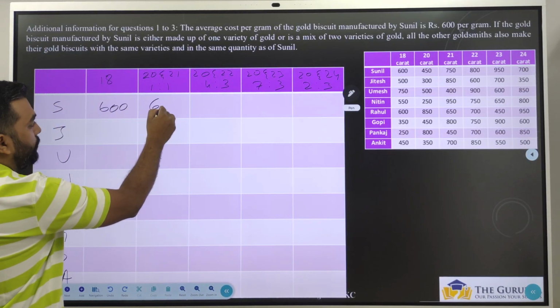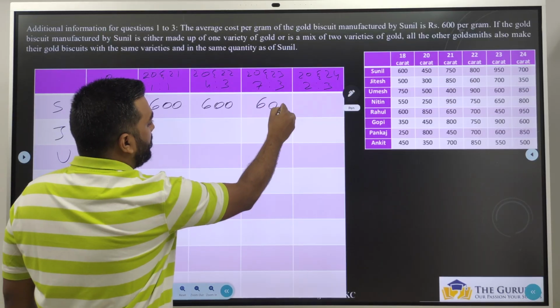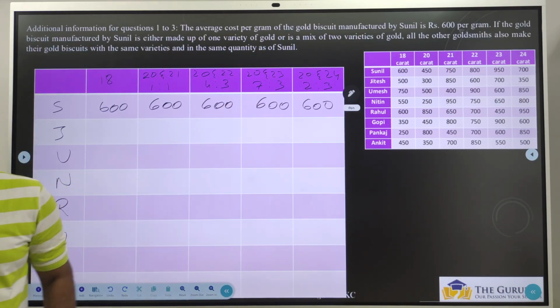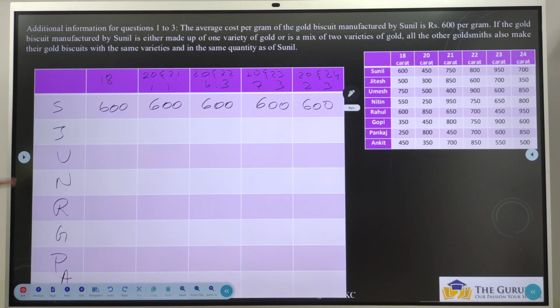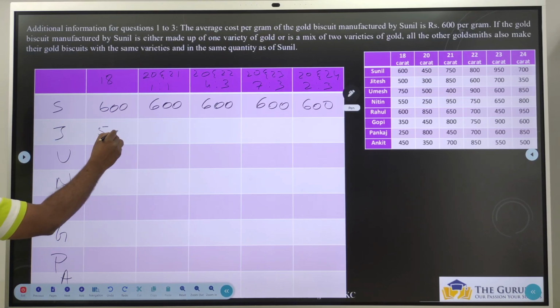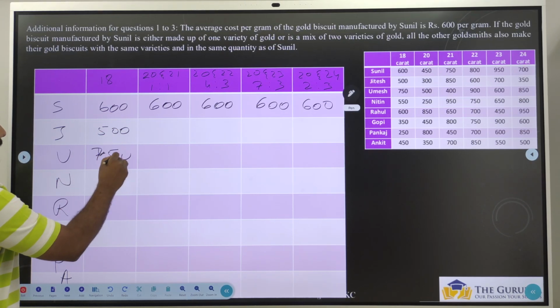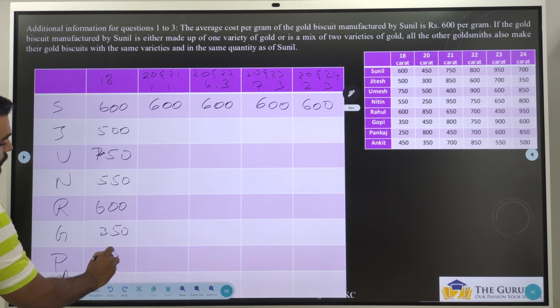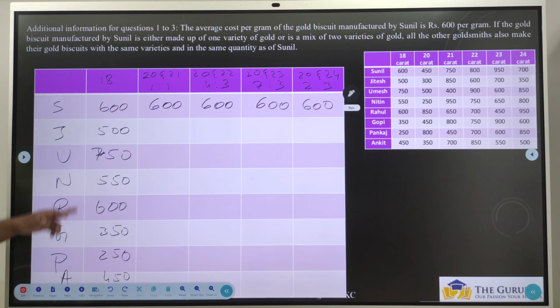But the pricing is always 600 rupees only. He made sure the average pricing is 600 rupees. Now what are the other people doing? Other people are also mixing everything in the ratio 1:1, 4:3, 7:3, 2:3 only. Or they are directly using the 18 carat one. 18 carat is 500, 750, 550, 600, 350, 250 and 450. Because Sunil took direct 18 carat, they are also taking direct 18 carat. Sunil mixed 20 and 21, everyone is also mixing 20 and 21.